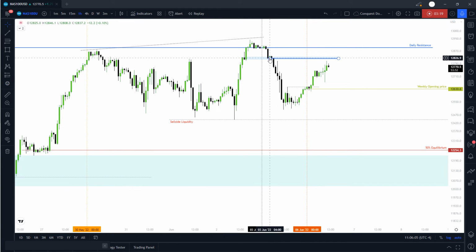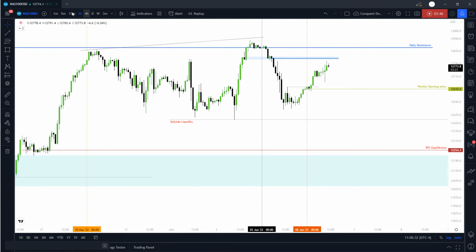So for my resistance zone, I have this bullish order block right there. I have this bearish breaker right here, as well as this high that we ran and then we came back below. So I'm looking to see price come back, test at this area here, and then if we make it to that area, I can then expect price to trade lower.